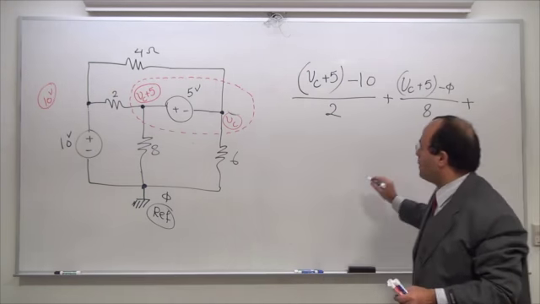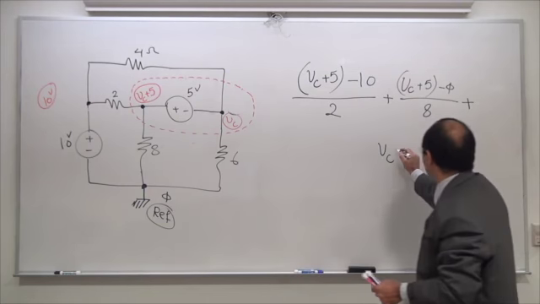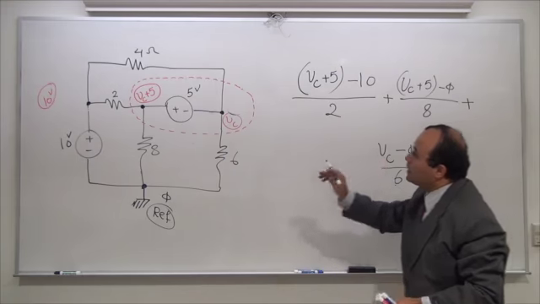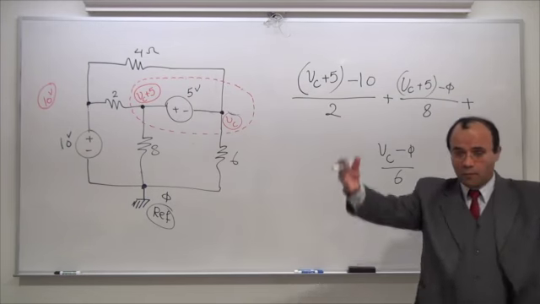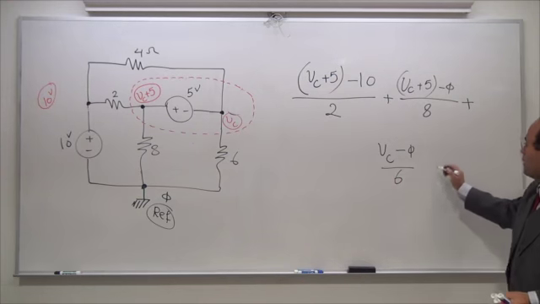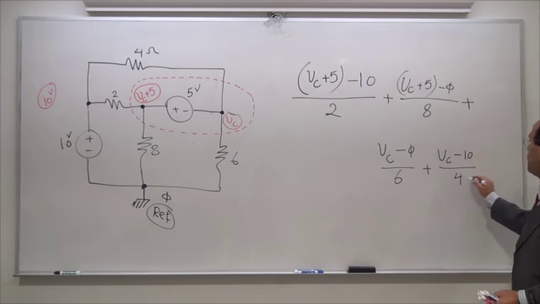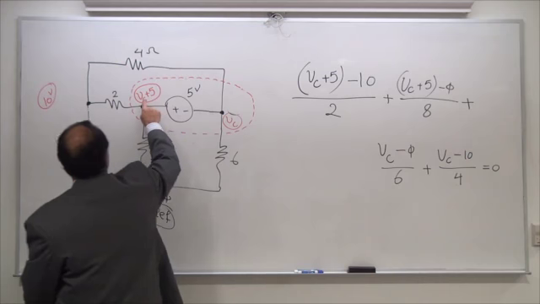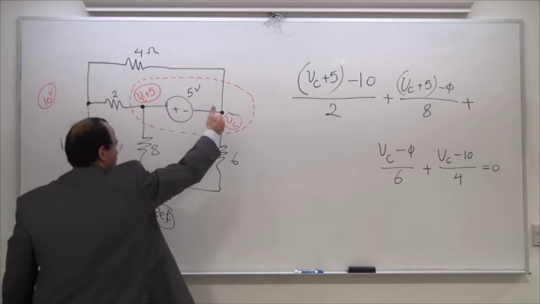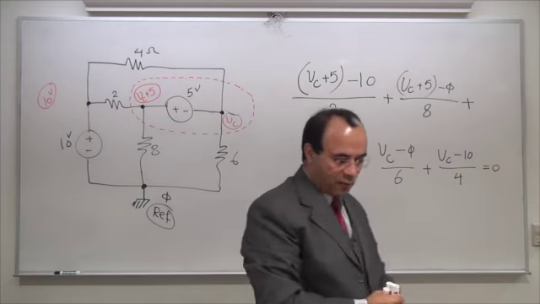On the right-hand side, you are going to see VC on this side. VC minus 0 divided by 6. You can see while on the left-hand side I did VC plus 5, on the right-hand side I'm doing VC. That's a bubble. The two sides are different. So it's going to be plus VC minus 10 divided by 4 as equal to 0. One equation, one unknown. As soon as you find VC, you know what VC plus 5 is. As soon as you have all the voltages, you have this current, this current, this current, this current, all the voltages are known. That's the purpose of supernode.